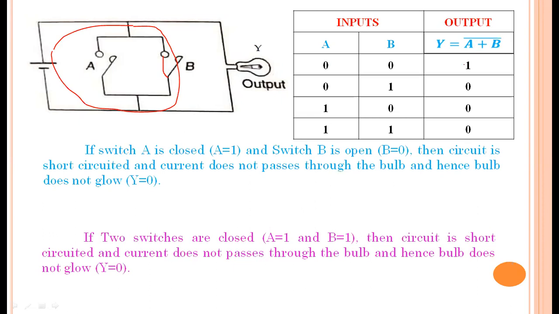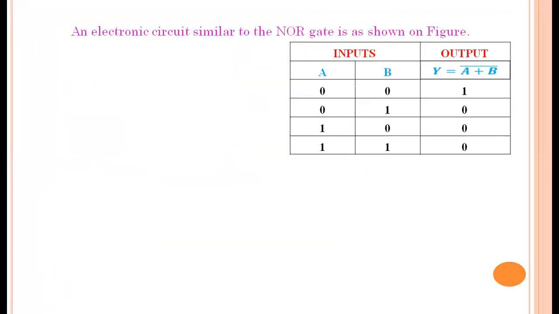And the last one is A is equal to 1 and B is equal to 1, which means both switches are closed. In such a case, all the current will flow through A and B. No current passes through the bulb. So the bulb does not glow, and the output is 0. This is the functioning of the electrical equivalent circuit of the NOR gate.